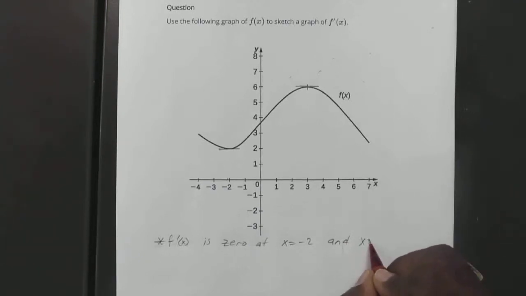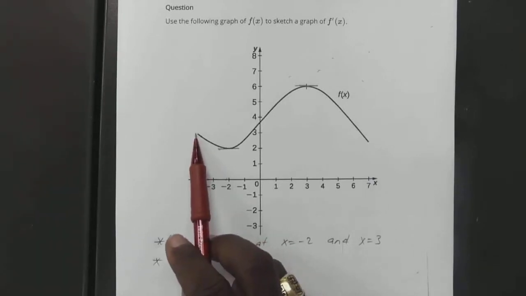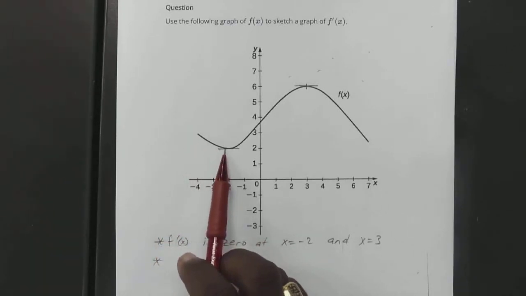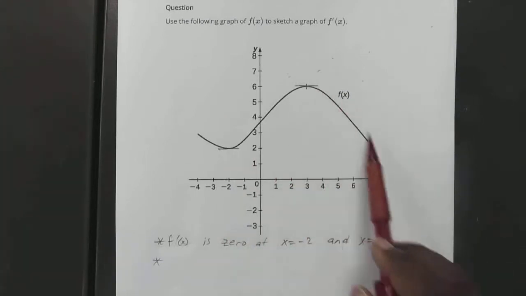and at x equals 3. Okay, so there we know that that's where it's just a plain straight slope. Okay, so we can also see it's negative from negative infinity to negative 2, and from 3 to infinity.